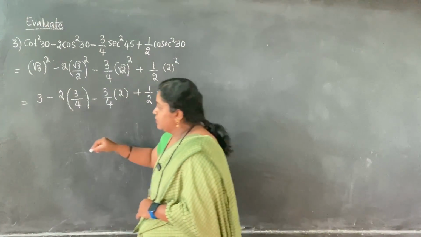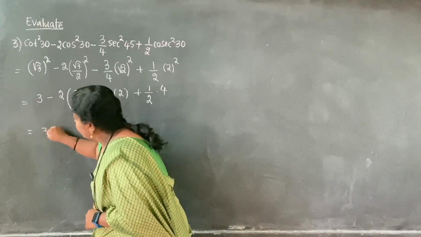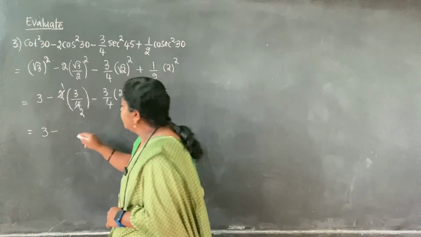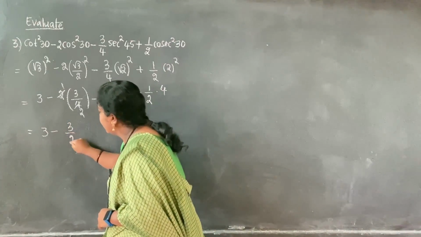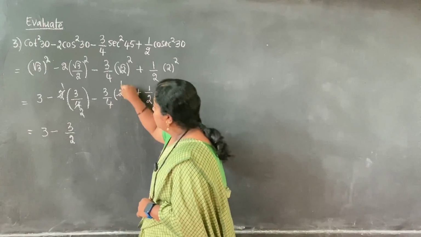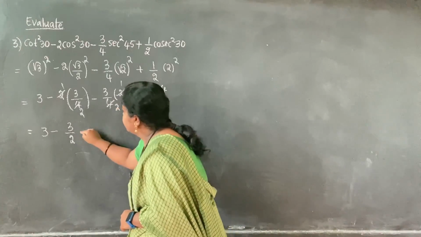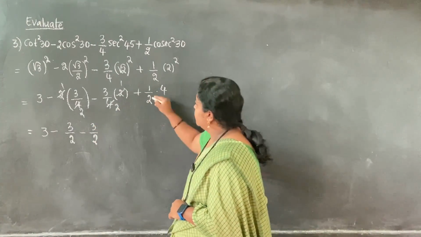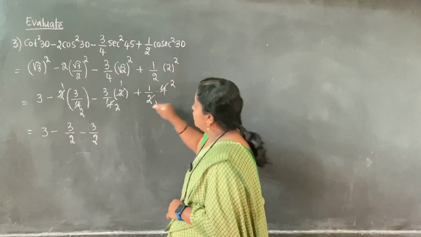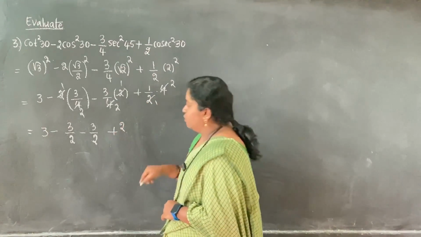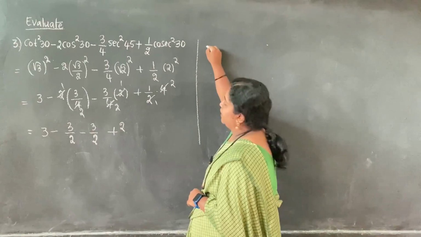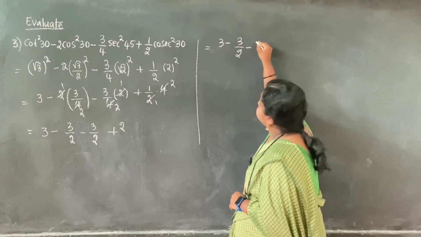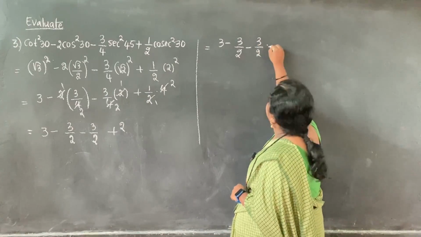Fine. Now, see, simplify this one. 3 minus 2 ones are 2, 2 twos are. What is left here, dears? 3 divided by 2. Fine. See here. 2 ones are 2, 2 twos are. What is left here? Minus again 3 by 2. Isn't it, dears? See, 2 ones are 2, 2 twos are. What is left here? Plus 2. So at the end, I got here 3 minus 3 by 2 minus 3 by 2 plus 2.